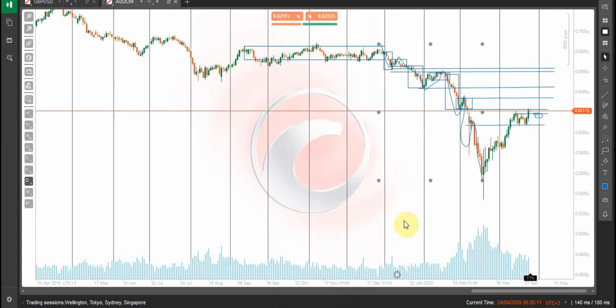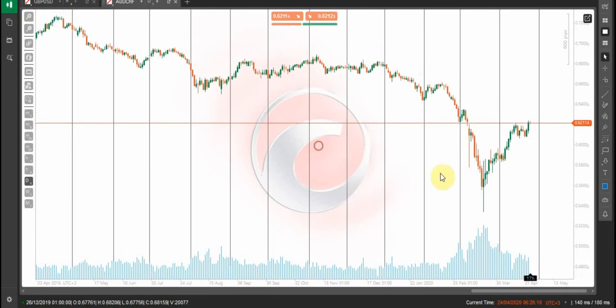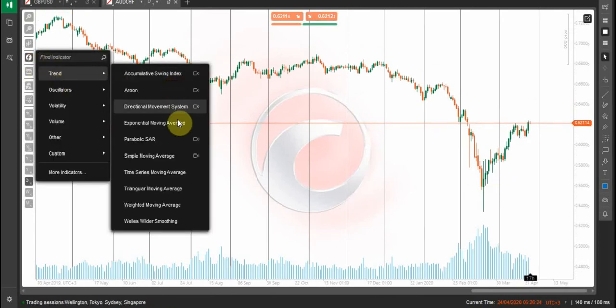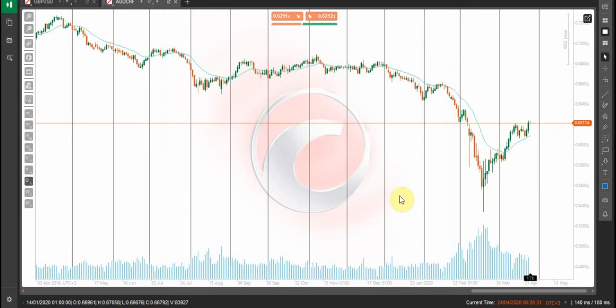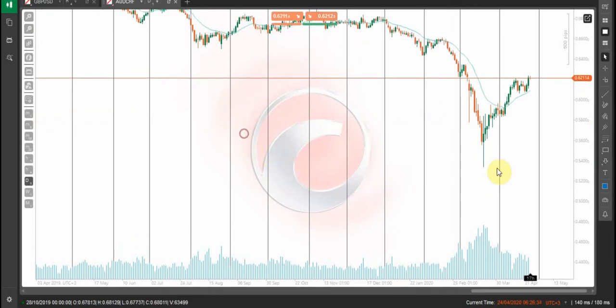Okay, remove everything. So at first, I'm going to plot an exponential moving average because this becomes our dynamic support and resistance. As we can see here, this area became a balance area. It actually becomes a support, and then it was broken up.